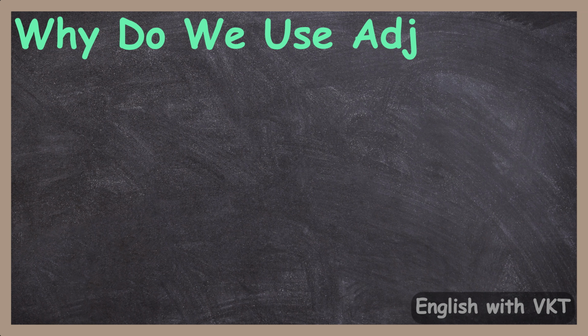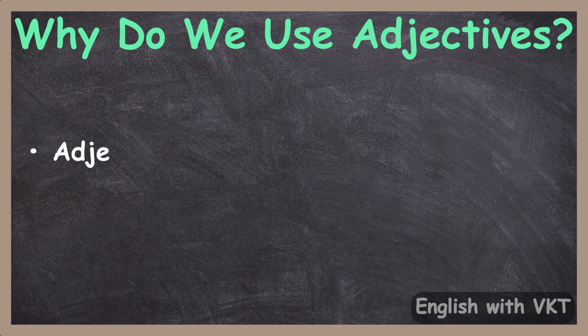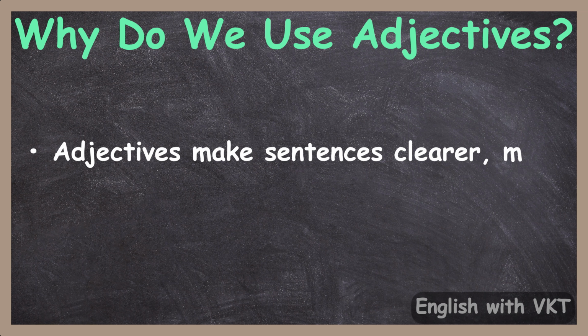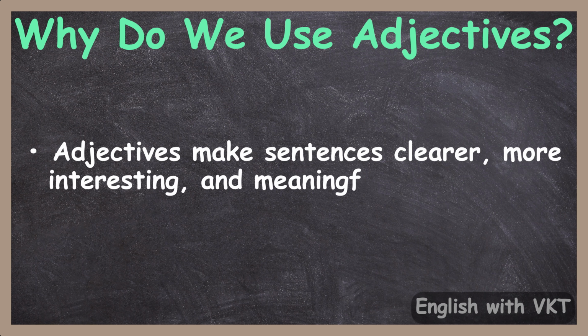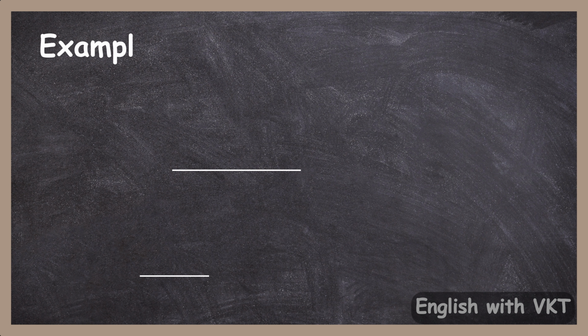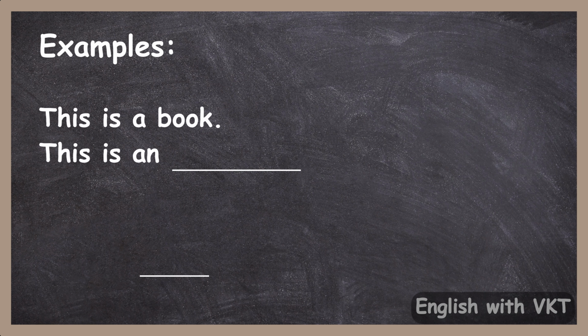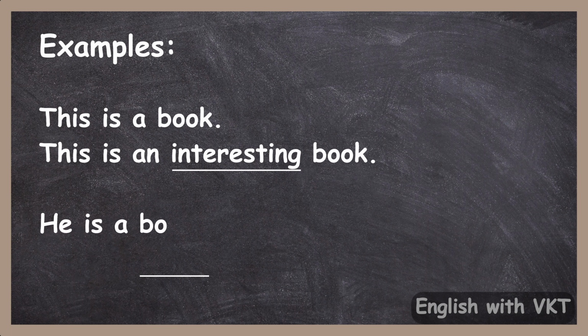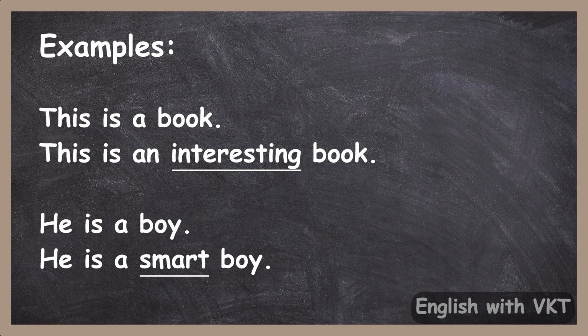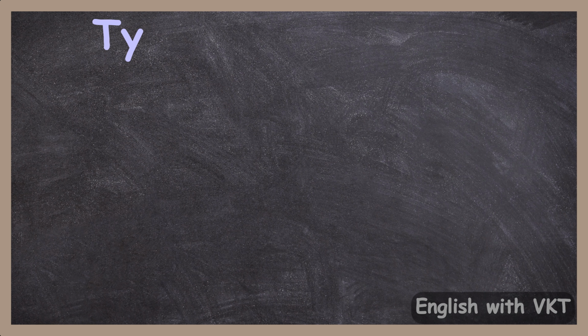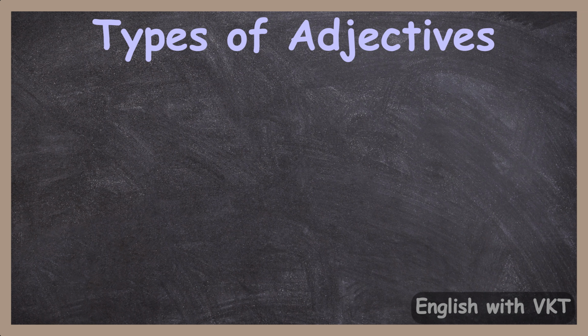Why do we use adjectives? Adjectives make sentences clearer, more interesting, and meaningful. Examples. First example, this is a book. It looks plain. But this is an interesting book. Looks much better, right? Next example, he is a boy. It looks plain. But he is a smart boy. Looks more descriptive.